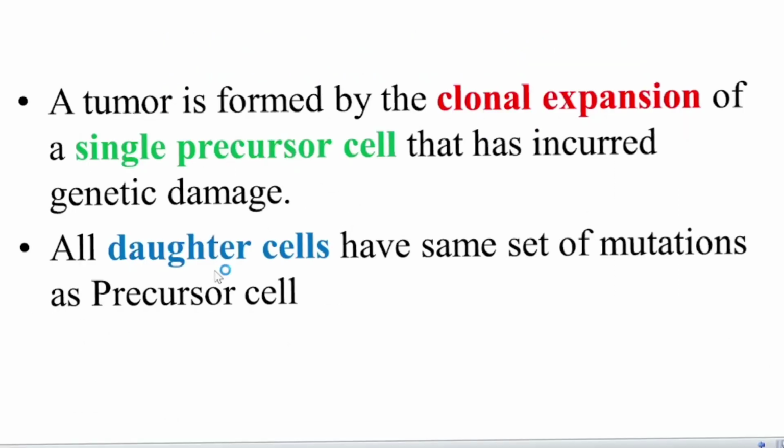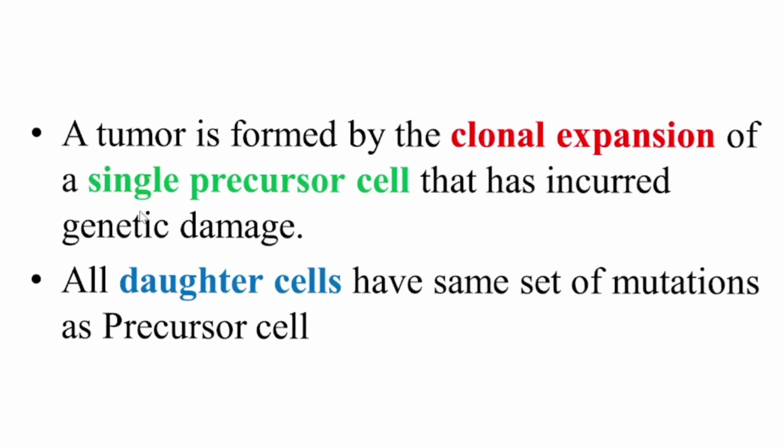So how is a tumor formed? A tumor is formed by a single precursor cell which has incurred some genetic damage, by clonal expansion. So a single precursor cell forms a clone of daughter cells, and since these daughter cells are cloned, they will have the same set of mutations as the precursor cell.